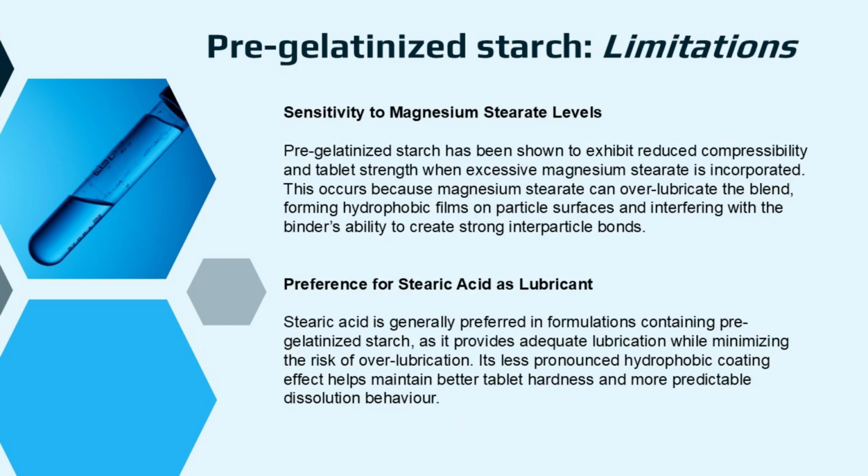Despite its advantages, pre-gelatinized starch shows sensitivity to magnesium stearate. Excessive lubricant can reduce tablet strength by forming hydrophobic films that interfere with binding. Stearic acid is therefore preferred, as it provides lubrication without significantly disrupting interparticle bonding.